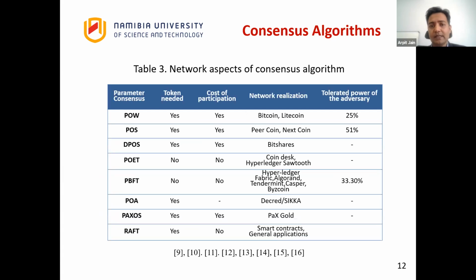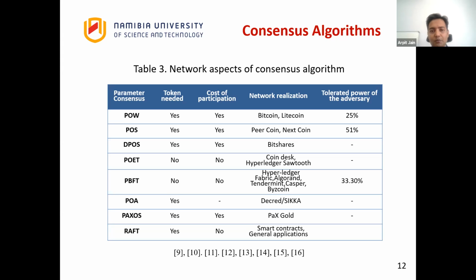The third aspect is the network aspect, where these consensus algorithms are realized on the network. You can see proof of work is utilized in Bitcoin and Litecoin, proof of stake is utilized in Peercoin and Nextcoin. Similarly, PBFT, that is practical Byzantine fault tolerance, is utilized on the Hyperledger Fabric platform, which is an open source platform.